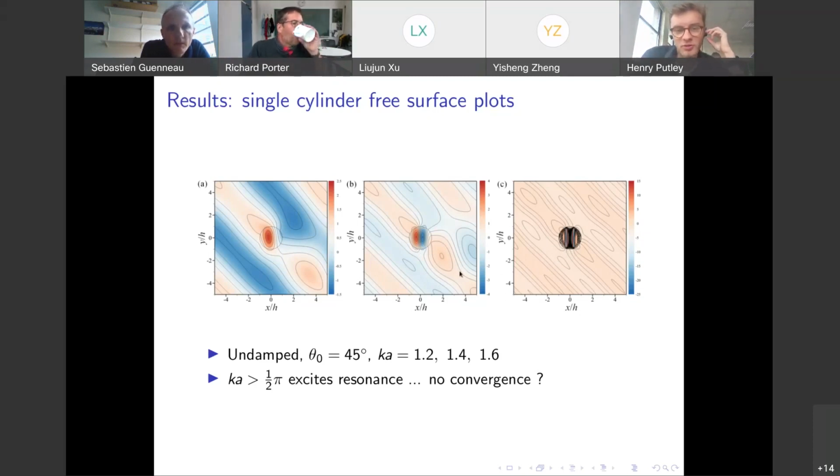Can I ask one last question on this? Sure, of course, as many as you want. It's just that, have you looked at all at trap modes in singly periodic structures? For these cylinders, or have you just looked at the scattering of incident waves? No, the only thing I've done with cylinders is what you see here.